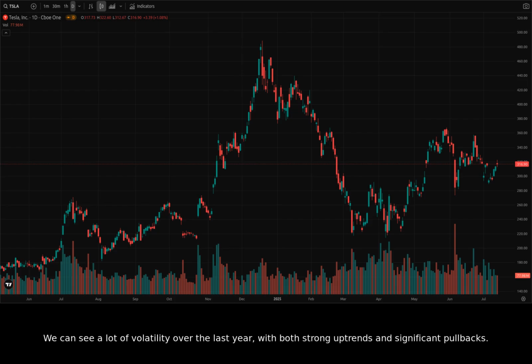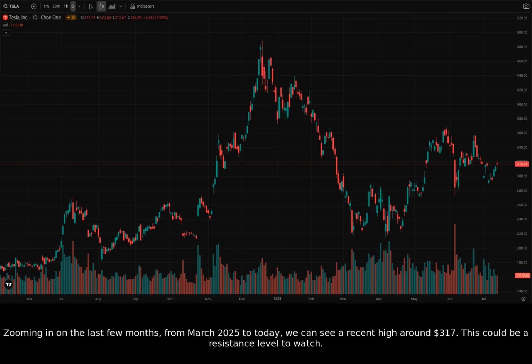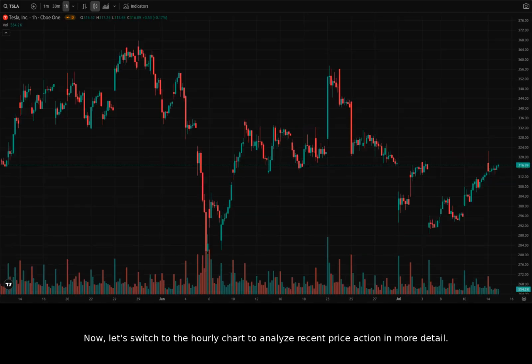We can see a lot of volatility over the last year, with both strong uptrends and significant pullbacks. Zooming in on the last few months, from March 2025 to today, we can see a recent high around $317. This could be a resistance level to watch. Now let's switch to the hourly chart to analyze recent price action in more detail.